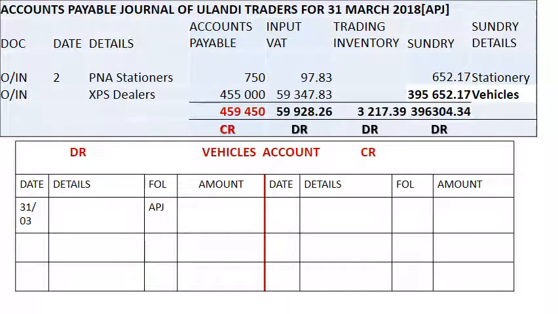The last item in the sundry detail column is the vehicle. They will be posted to the vehicle account in the general ledger at the end of March on the debit side. Details, accounts payable, folio, APJ, amount as reflected in the journal.